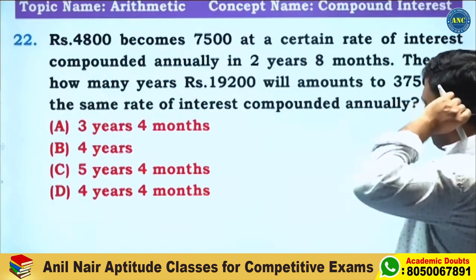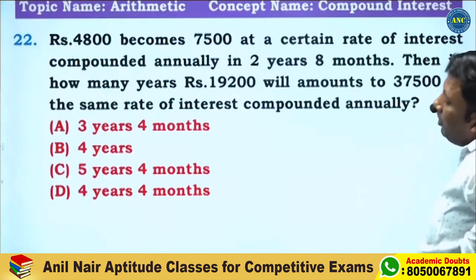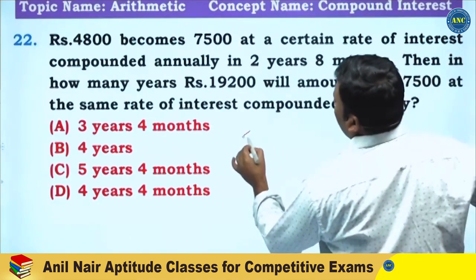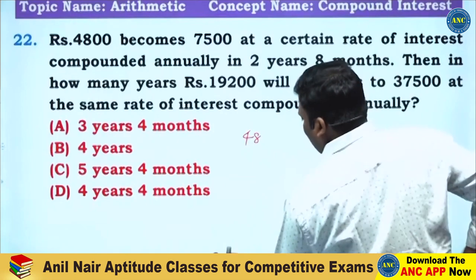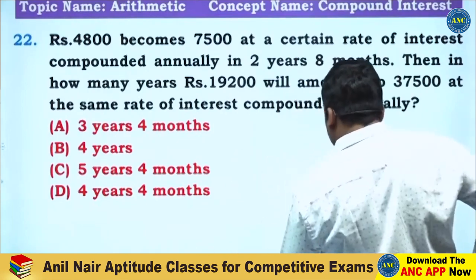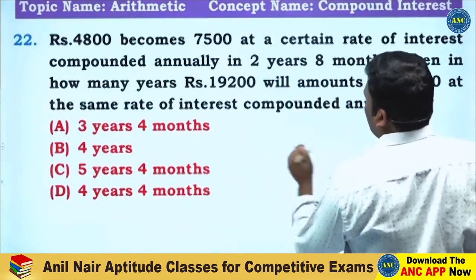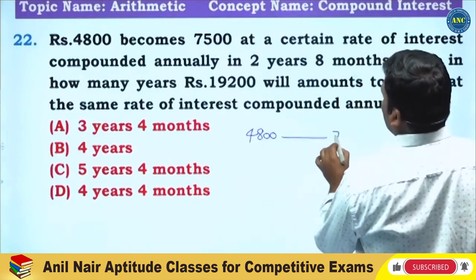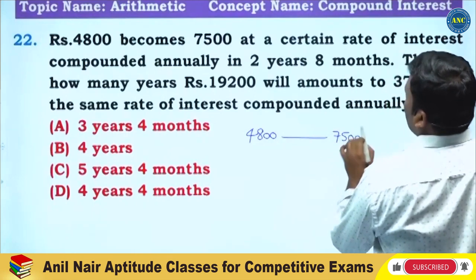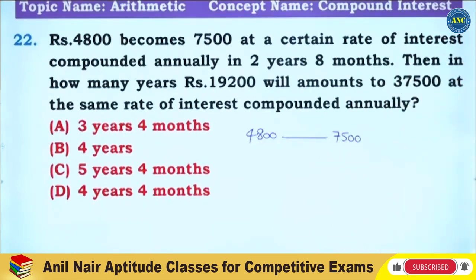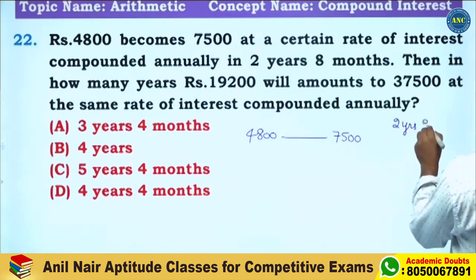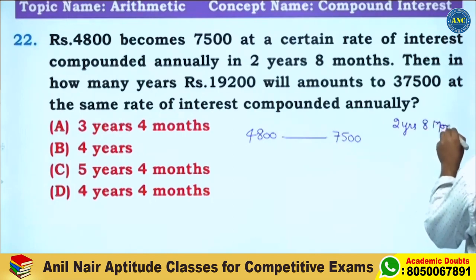Now if you see here, another question. 4,800 is becoming 7,500 at a certain rate of interest compounded annually in 2 years 8 months.